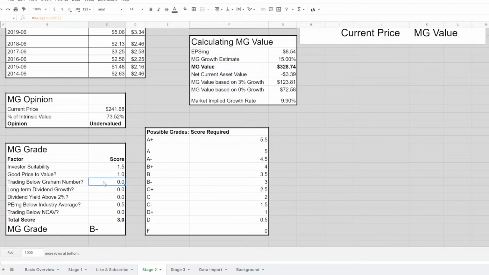It is not trading below its Graham number, so it does not get a point there. It does not quite have long-term dividend growth. The requirement for that is 20 years, so it doesn't get that point. The dividend yield is below 2%, so it doesn't get a point there. It does get half a point for trading at a PEMG below its industry average, and no points for trading below NCAV, for a total score of 3, which is actually a B- grade.